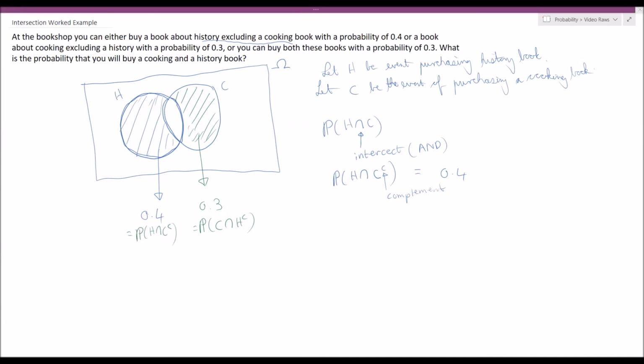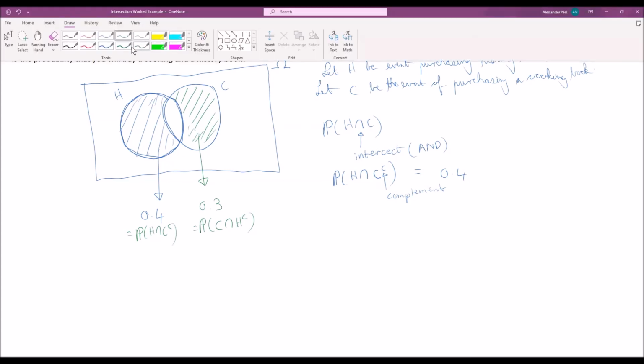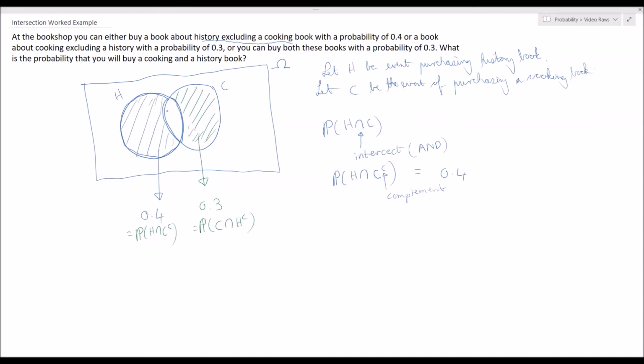And then the last piece of information that we're given is that the probability of buying a history and a cooking book, which is this shaded region in the middle, is the probability of H intersect C. This is equal to the probability that we buy both these books, and that is 0.3. So now we have the probability of H intersect C complement, the probability of H intersect C, and the probability of C intersect H complement, and we have represented this entire event of buying the history book, or a cooking book, or both the books in a Venn diagram.